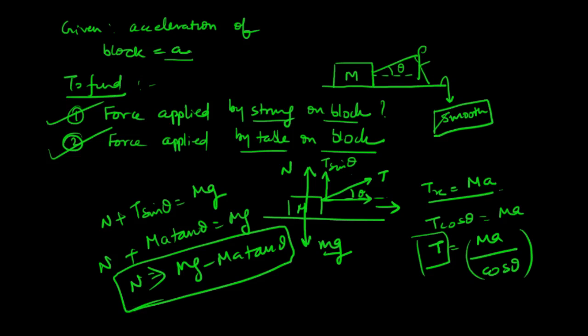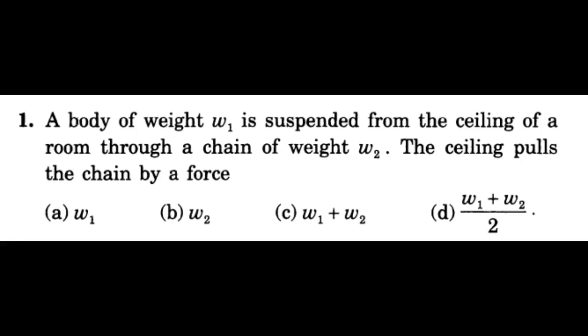Alright, so the next question is: a body of weight W1 is suspended from the ceiling of a room through a chain of weight W2. Okay, now the chain has weight. In the earlier examples, the string was massless. Now it is having weight.